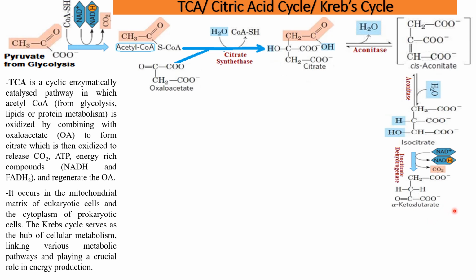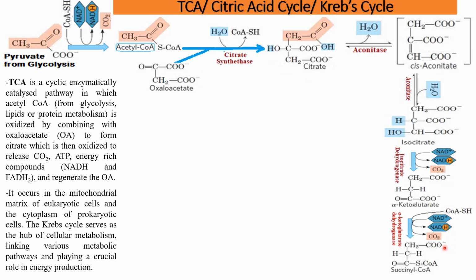Now, after the formation of alpha ketoglutarate, the next step is to oxidize the remaining carbon compound. Let us recall that the 2-carbon compound that comes from glycolysis enters the Krebs cycle. So these 2-carbon compounds are oxidized to produce NADH, and carbon dioxide is liberated in these 2 stages.